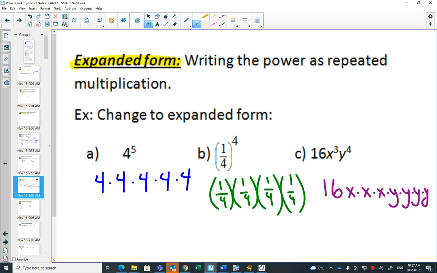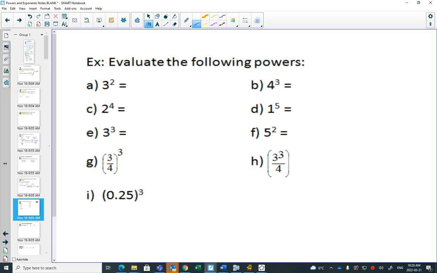So what do you think mathematicians like to write better? Expanded form or exponential form? Exponential form. And why? Because it's easier. It's easier and it's shorter, okay? But it means you have to understand what it means. So it's there for a purpose because it allows us to write things in a shorter way, but we still have to understand that the y to the 4 means y times y times y times y.